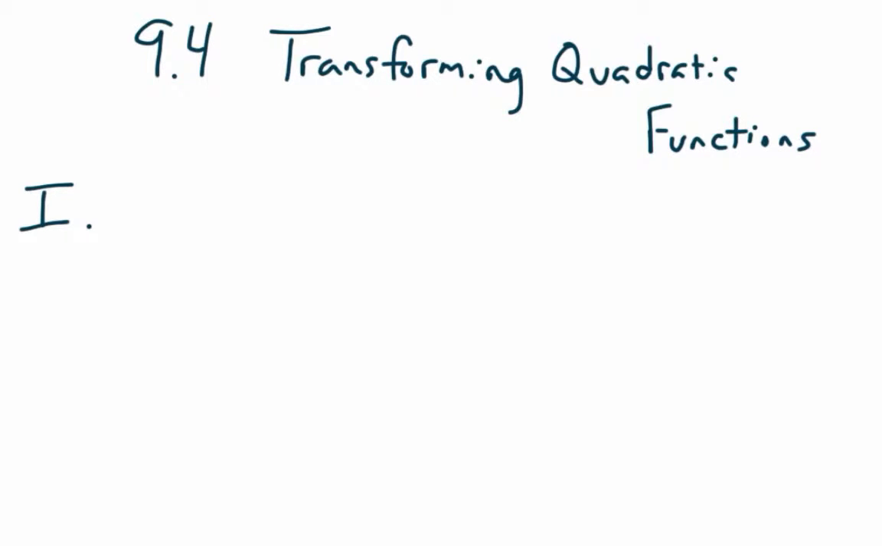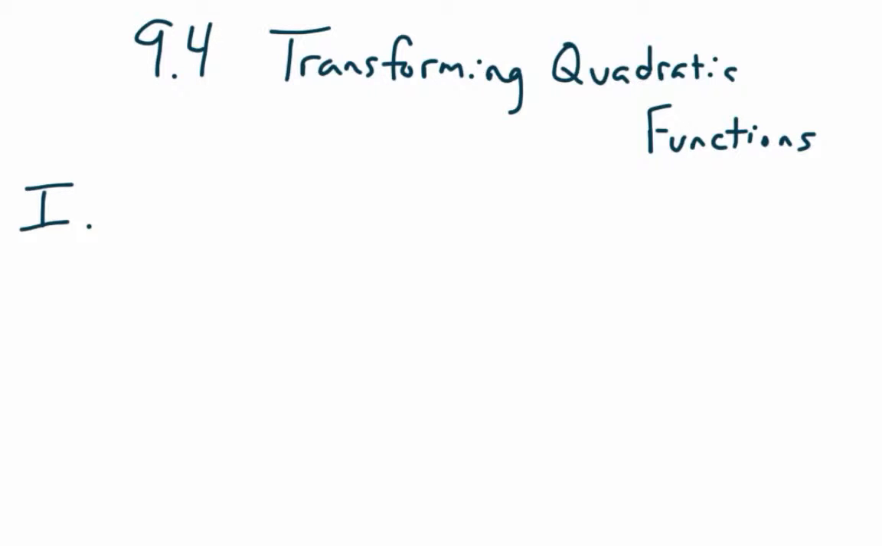9-4 is transforming quadratic functions. Quadratic functions are basically things that give you a parabola, so kind of that U shape or like the lowercase n shape. What we're looking at is, if you change the equation, what happens to the graph. And we want to look at different parts of that.